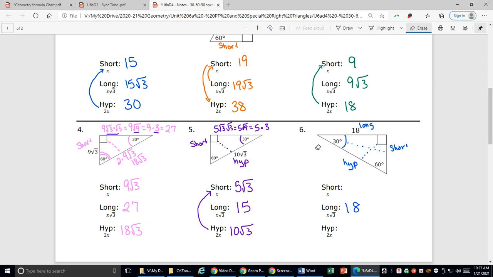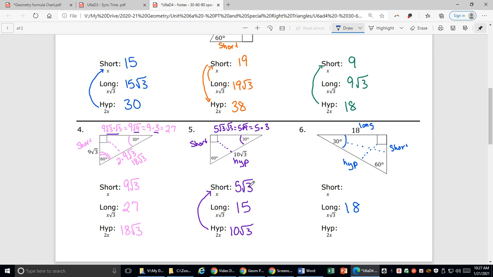See if I can erase just that, yep. Okay, how can I get from my 27 to my 9 square roots of 3, or from my 15 to my 5 square roots of 3? Well, look how I got the 27. It was 9 times 3. Look how I got my 15. It was 5 times 3.